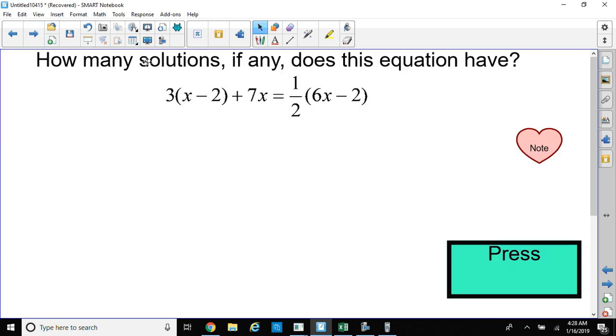So next question, how many solutions, if any, does this equation have? 3 times (x minus 2) plus 7x equals 1 half times (6x minus 2).